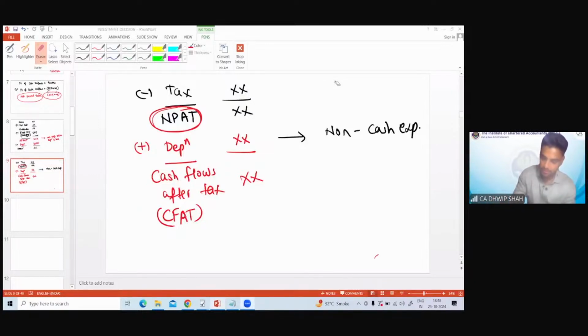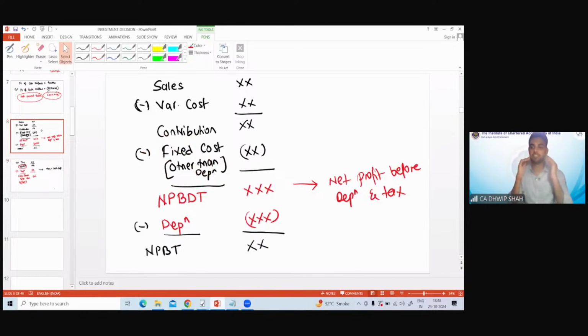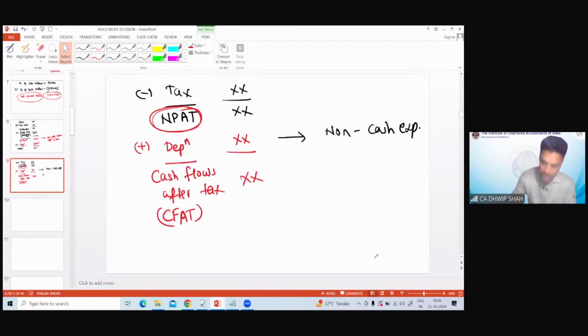Everyone, let's again quickly revise the format. It starts with sales, less variable cost gives me contribution, less fixed cost other than depreciation gives me net profit before depreciation and tax, less depreciation gives me profit before tax, less tax gives me profit after tax. And since we are more concerned with cash inflows rather than profit, we add back depreciation because it is a non-cash expense. So this is the format to calculate cash inflows.